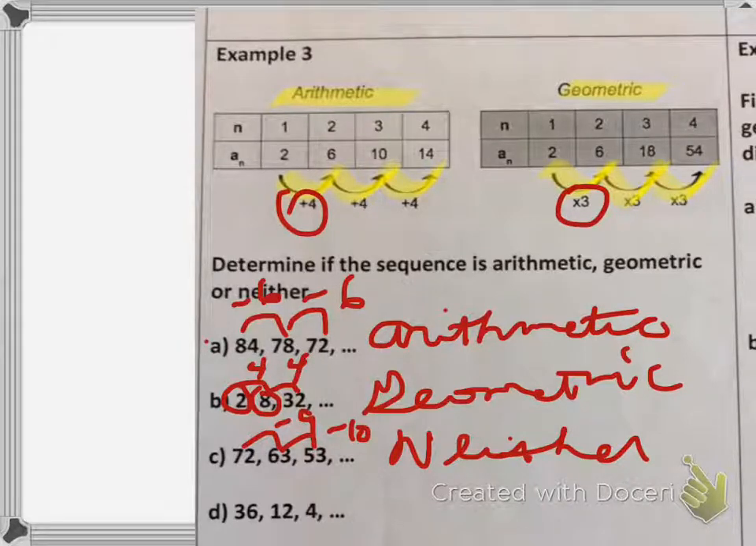All right, this last one right here, I go from 36 to 12, from 12 to 4. I can see I'm dividing right off the bat. I can see that I'm dividing by 3. But if you remember, I can't divide by a number for it to be geometric. I have to have it be multiplied by a number. So how do I tell which number it is that I'm multiplying by if it's divided by 3? Well, we can do it really simply on our calculator.